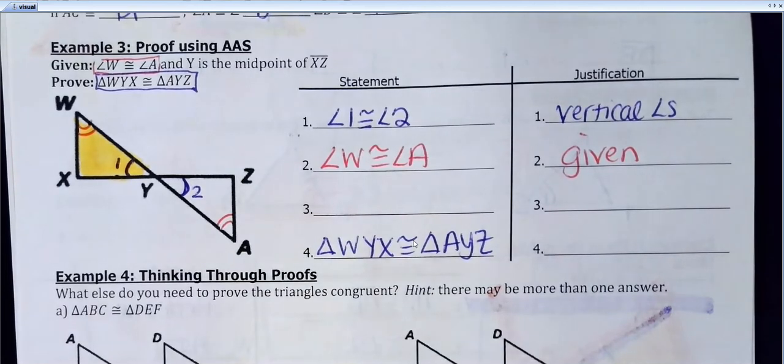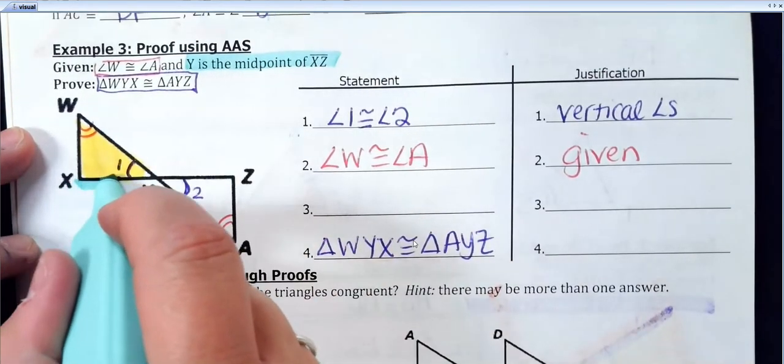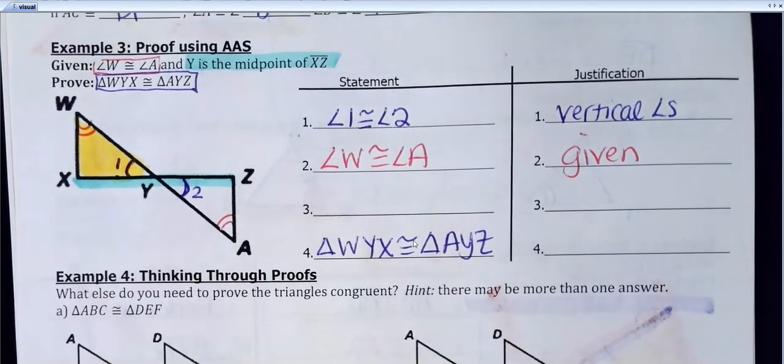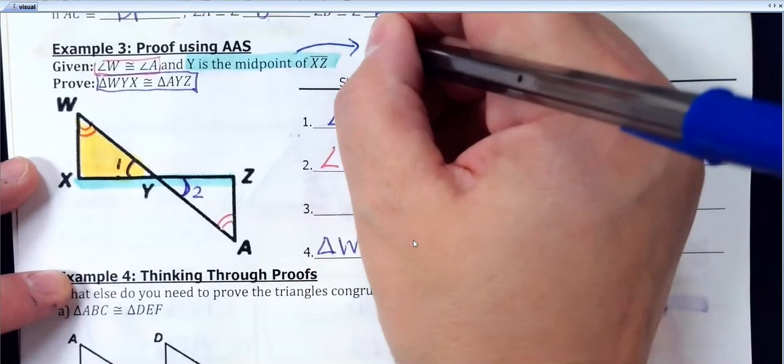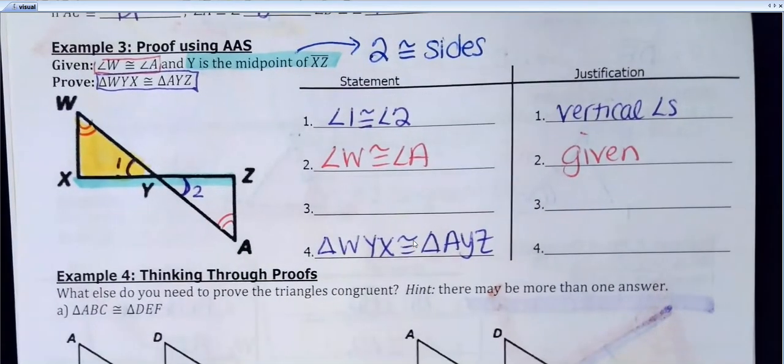The other given information tells you Y is the midpoint of XZ. All right, so I'm just going to highlight XZ all the way across there. If you have information that's given to you about a midpoint, that is going to give you somewhere in that diagram two sides that are congruent to each other. All right, so if Y is the midpoint of XZ, what two sides do I know have to be congruent to each other? What do you think?